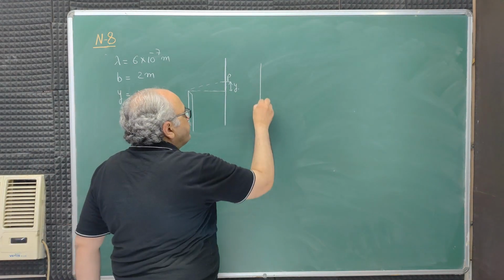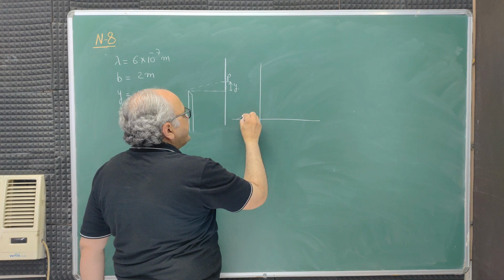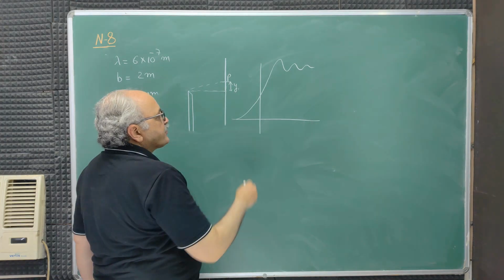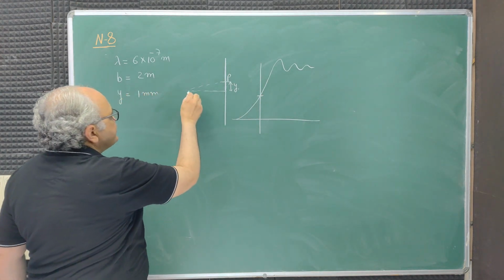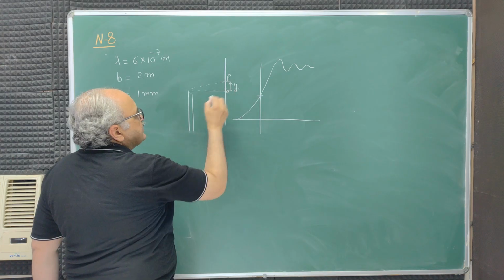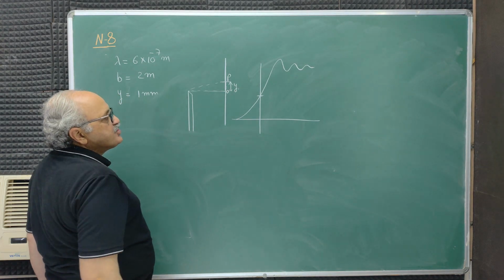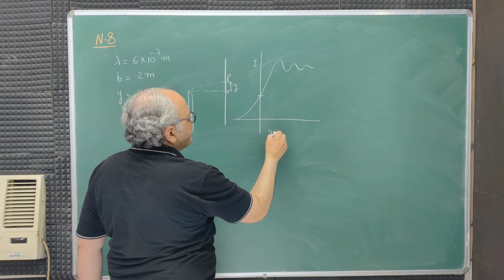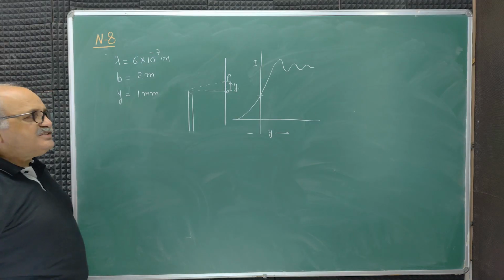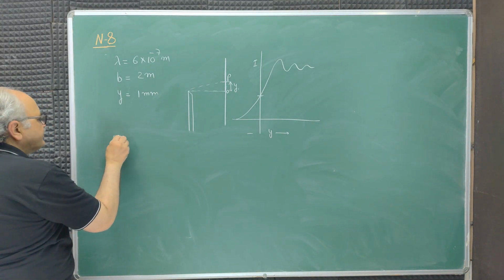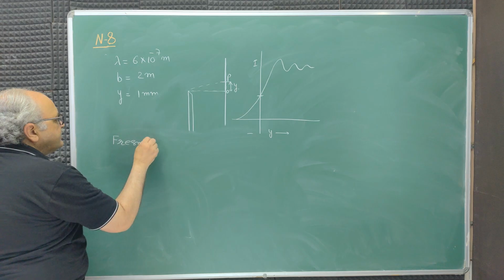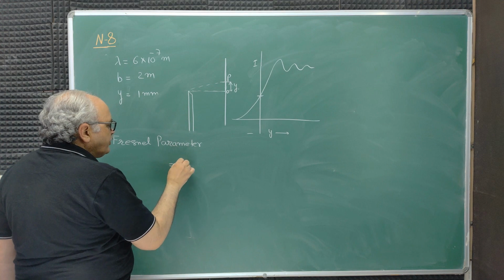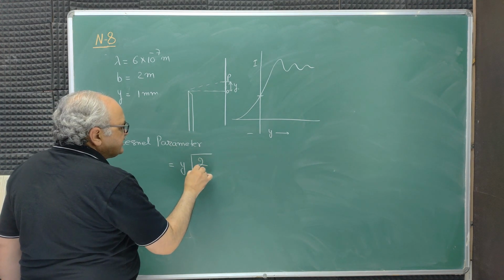Let me remind you, we have seen that in a straight edge case, the intensity increases from the position just immediately in front of the end of this edge, and there is an increment in the intensity, and this is the distance. Let me say this is y. So let's calculate. To calculate this, first of all we have to calculate the Fresnel parameter, which is equal to y under root of twice lambda b.